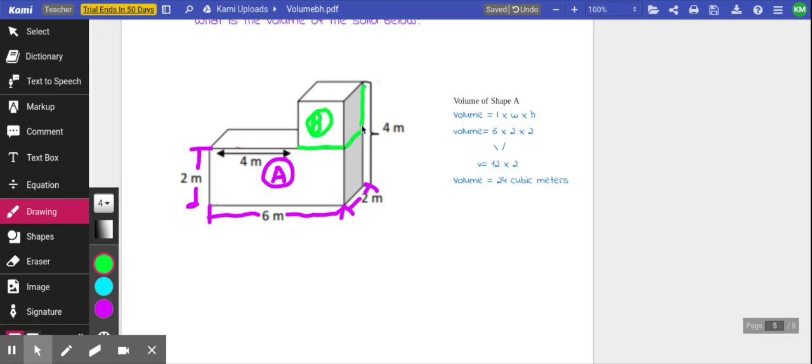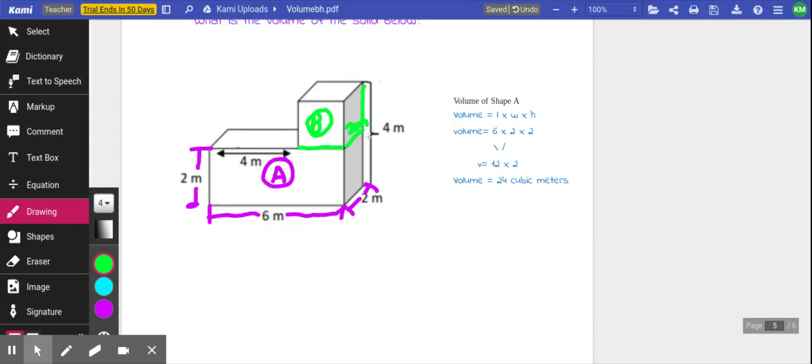Now, one of the easiest ones that you can figure out right away is the width. Because if we know this is 2 meters from the first volume of shape A, then we know this will also be 2 meters. So we could go ahead and put in that the width for this one is 2 meters.